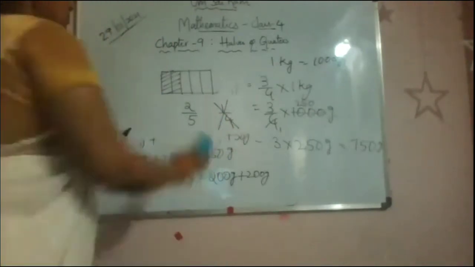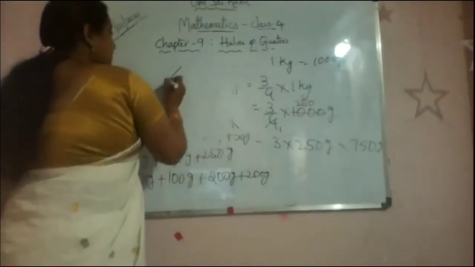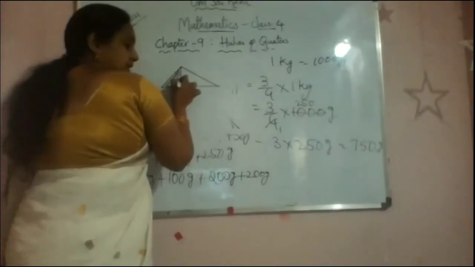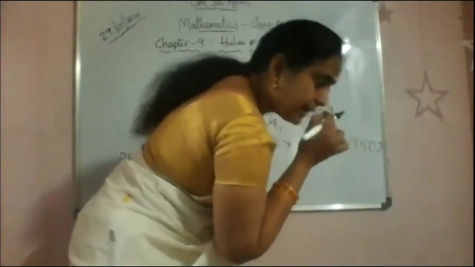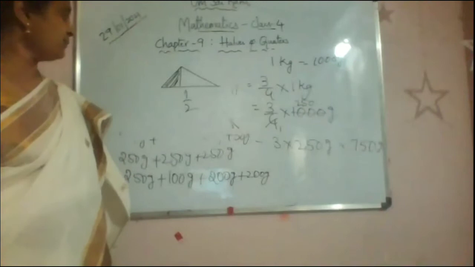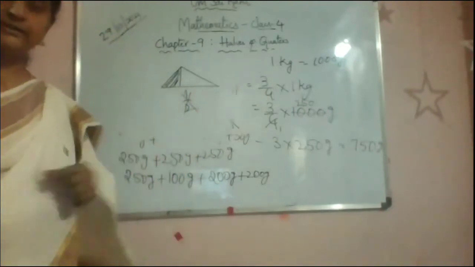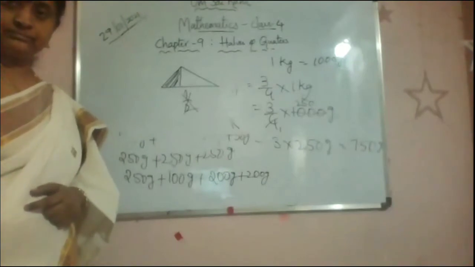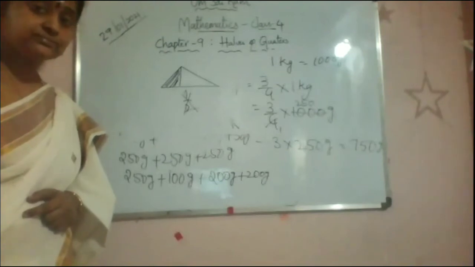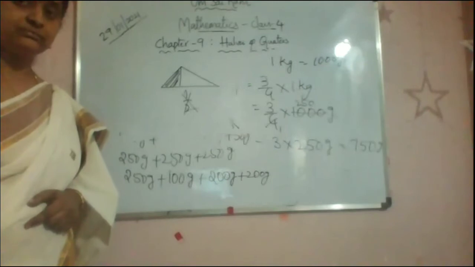Now, by seeing the second picture, what is the second picture? One triangle is given for us. In that this part is colored and it is given 1/2. Is it correct? They are saying it is wrong. Why? What is the reason? Because the second part is more than the first part.